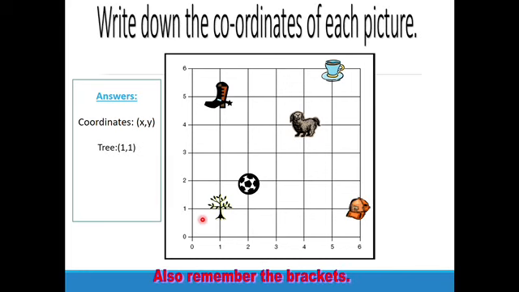For the boots, it will be 1 and 5. Soccer ball will be 2 and 2. You can even highlight the lines as we go, if that will make it easier. 4 and 4 for the dog. And then for the teacup, it is 5 and 6. And then for the last one, the hats will be 6 and 1.